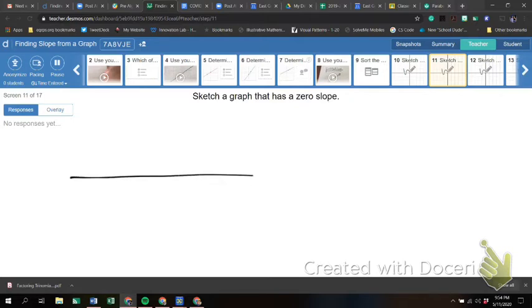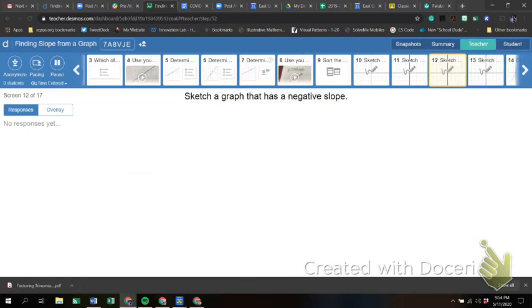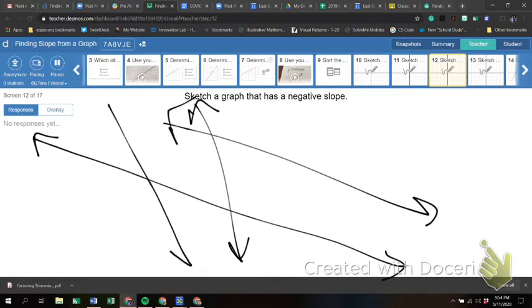Next, we got zero slope that has to be horizontal. The reason that works is there's zero rise, and let's say the run is 3. Anything 0 divided by 3, or 0 divided by 5, or 0 divided by 50, those all equal 0. So horizontal is always going to be zero slope. Next, we got negative slope. It just needs to be going down, left to right. Doesn't matter if it's steep. Anything going down left to right is negative. There's a bunch of negative slopes. You gotta remember that slope, dude.